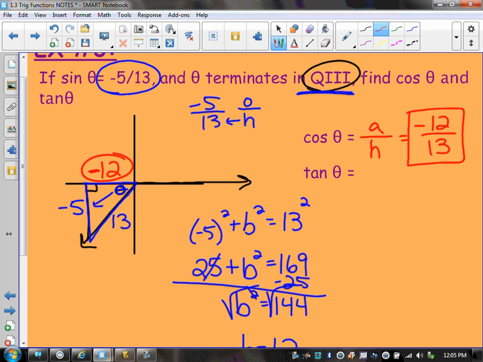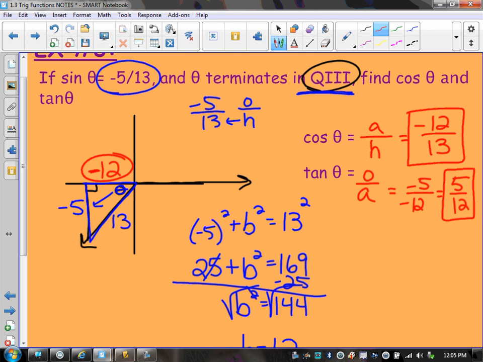Let's do tangent. Tangent is TOA, opposite over adjacent. Which side is opposite of theta? Negative 5. Which side is adjacent? Negative 12. So tangent, if I have 2 negatives, doesn't that really give me a positive 5/12? So now I can find all my trig functions. If they give me 1, I should be able to find all of them.